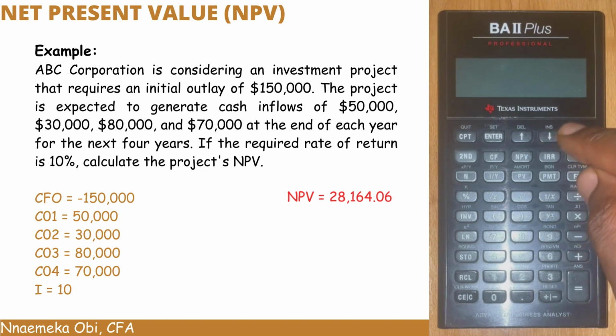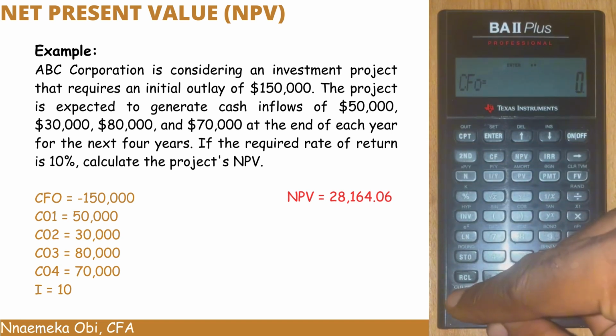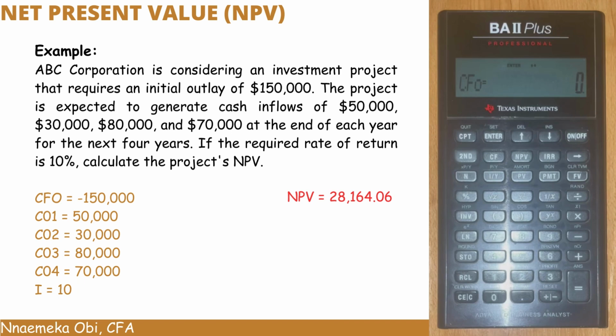So we turn on the calculator. Once we turn it on, we are going to press CF. Okay, so just in case we might have used this cash flow function before, we are going to press second function CEC. Okay, so that clears the memory of the cash flow worksheet. Okay, now we are going to start inputting our values.